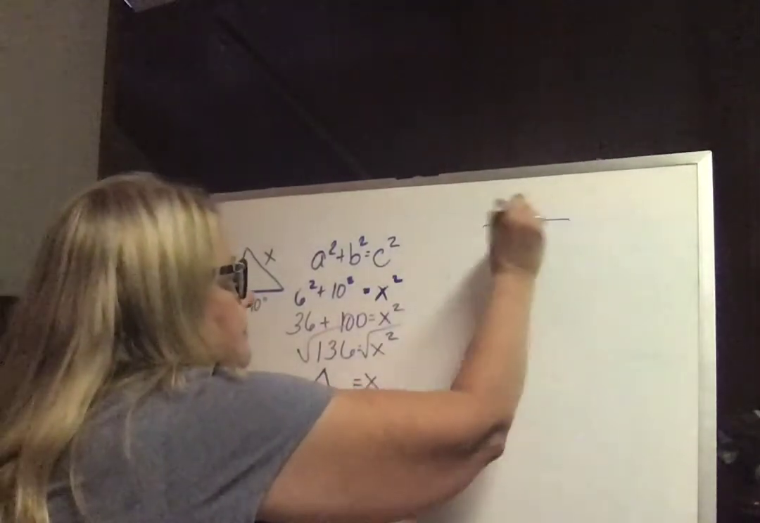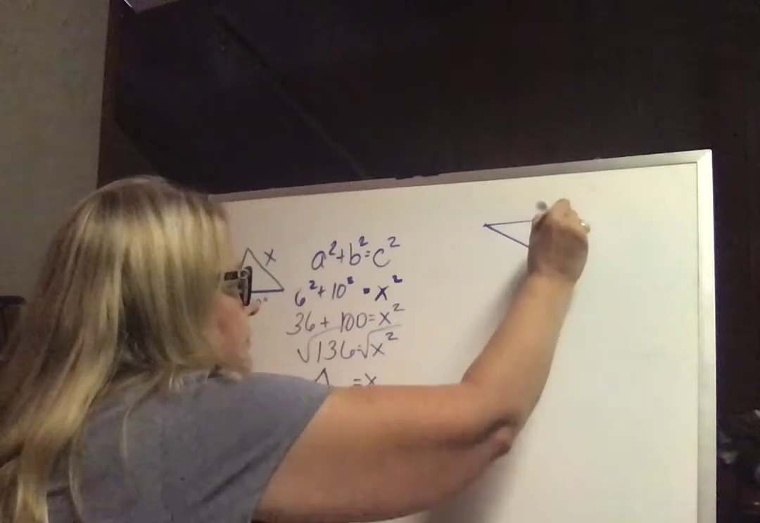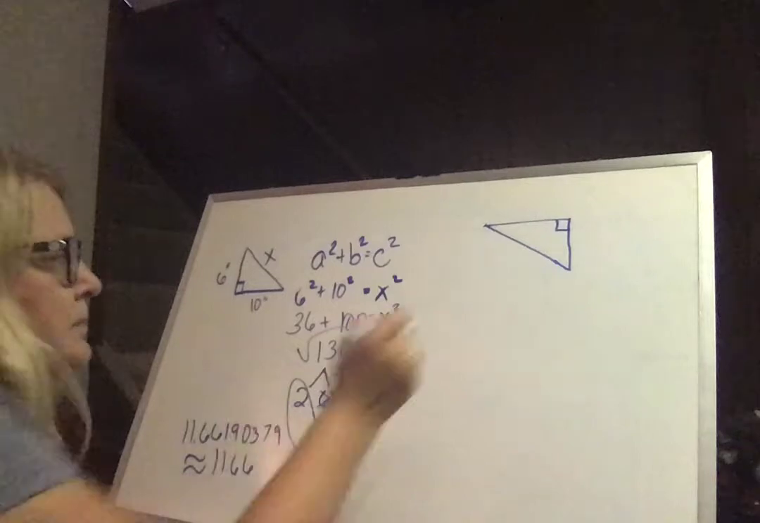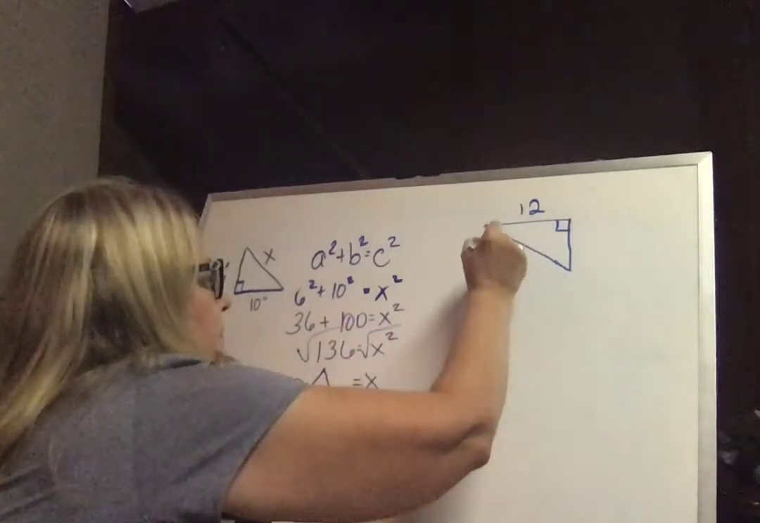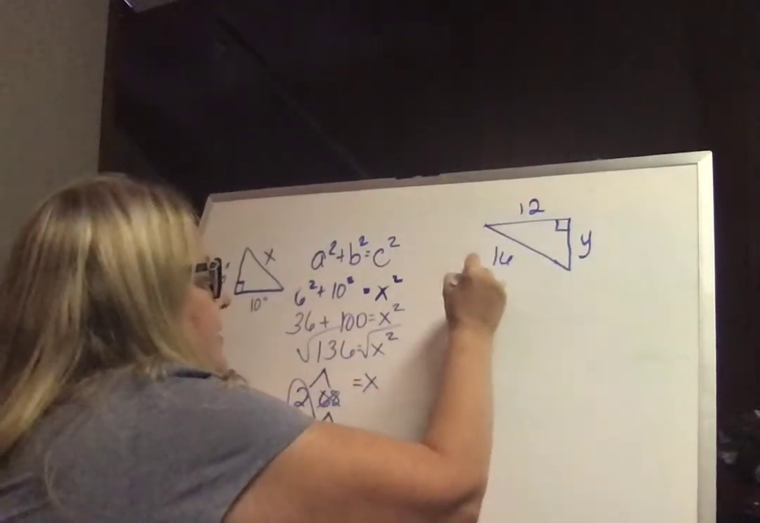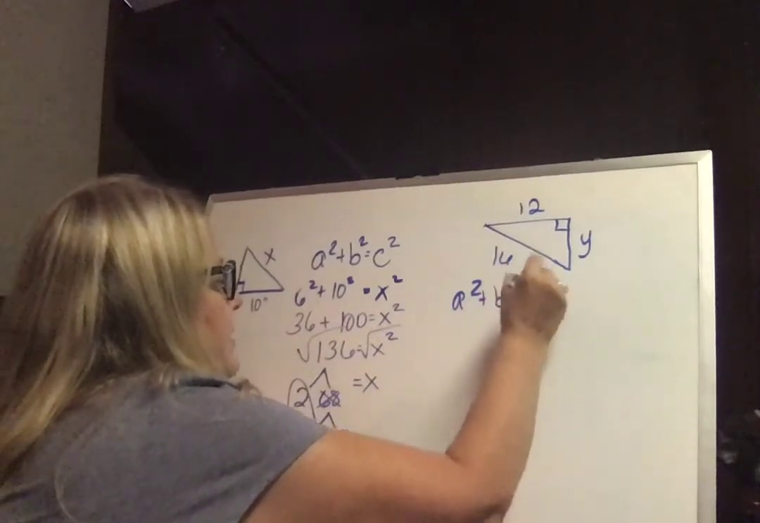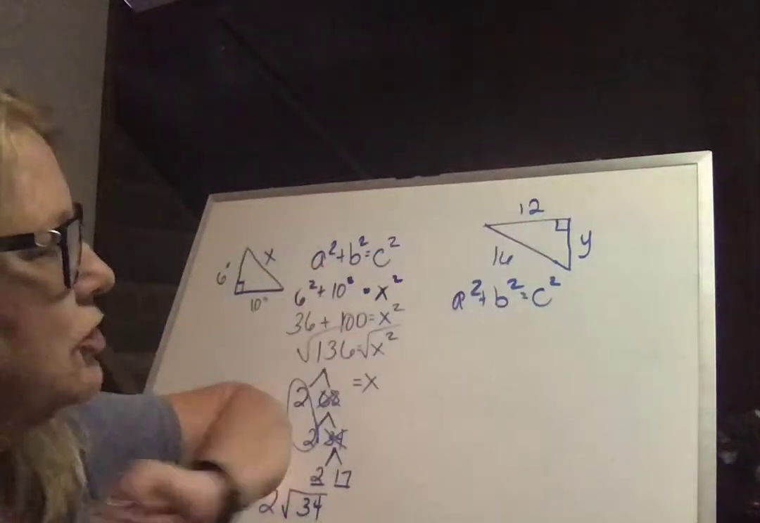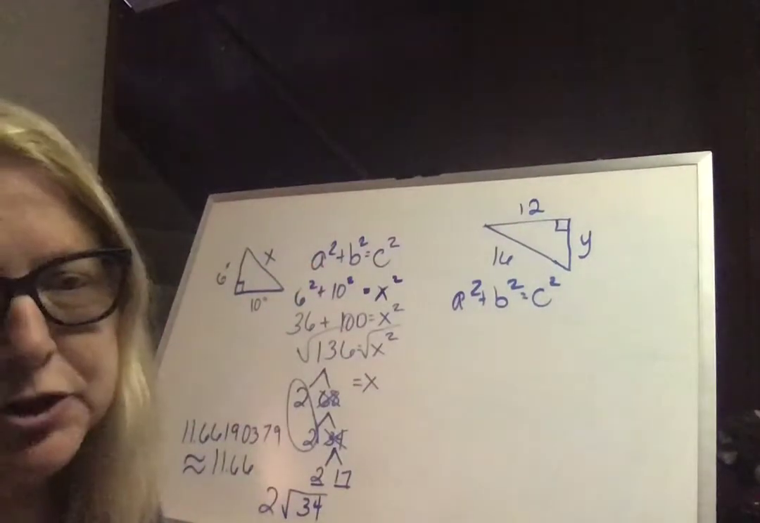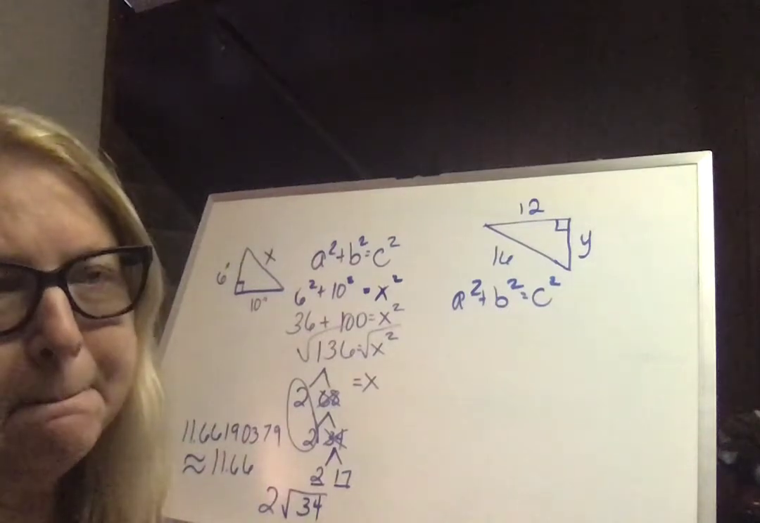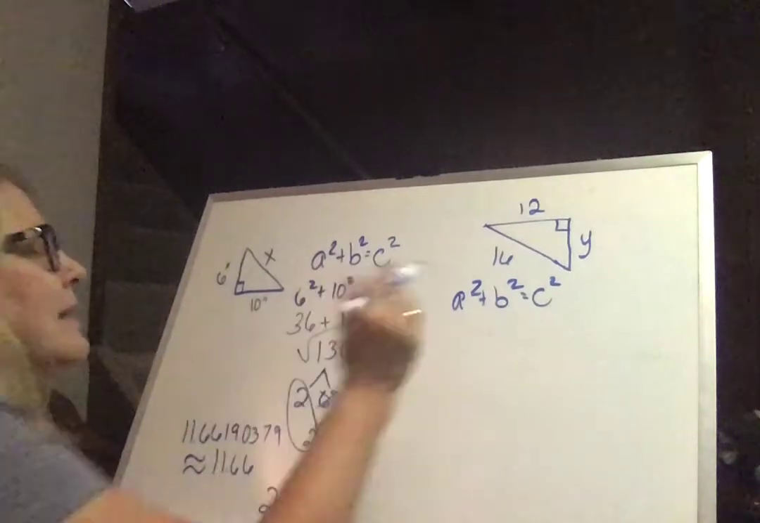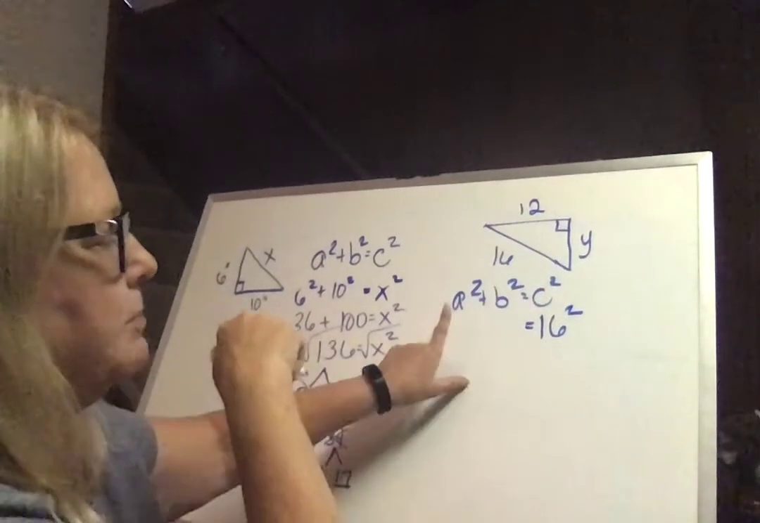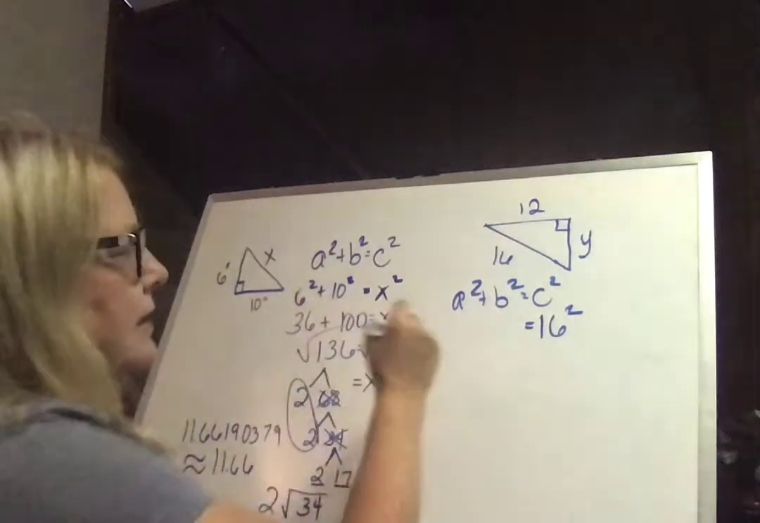So, right triangle, because there's a right angle. Always a squared plus b squared equals c squared. Always, always, always, Pythagorean theorem. Looking at your picture, which of those is the hypotenuse? 12, y, or 16? Yes, 16 is the hypotenuse. Does it matter whether I put the 12 as a or b? Not at all.